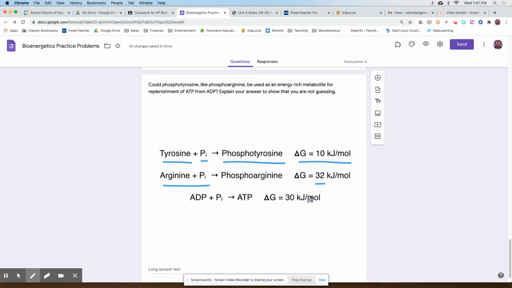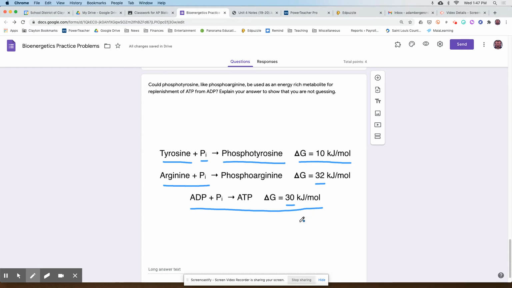Well, we know in the problem that we're trying to replenish ATP from ADP. So this reaction is exactly what we want. And we want to leave it like this because that's what we're trying to do in this process. And like above, since we're putting these molecules together, this is an endergonic non-spontaneous process.